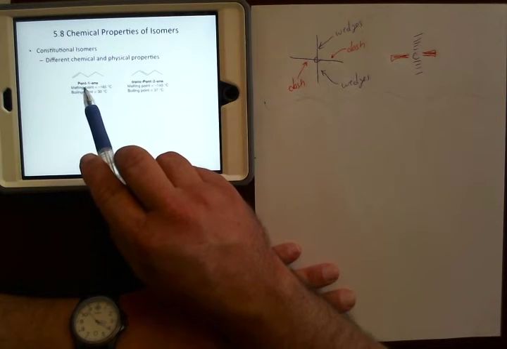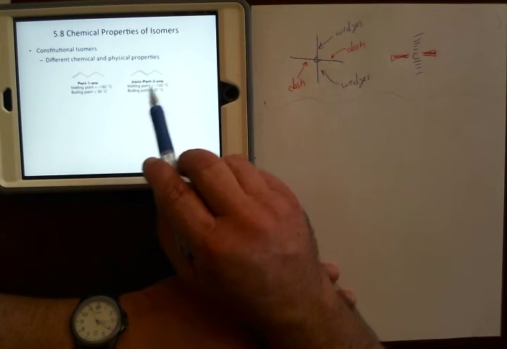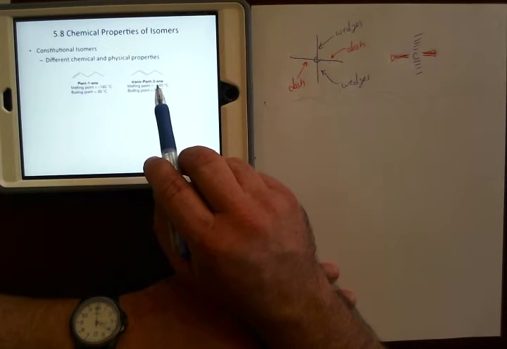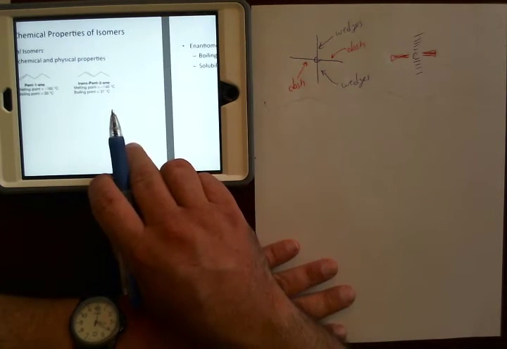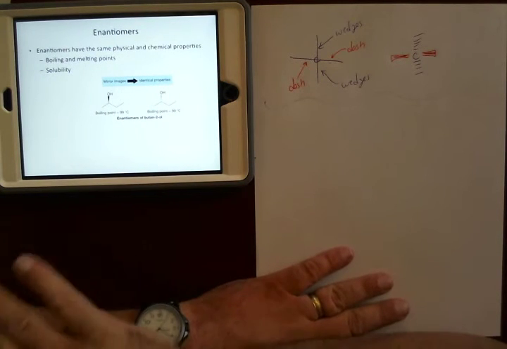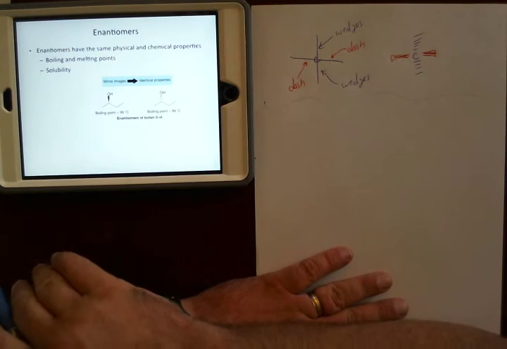So 1-pentene has a melting point of -165, and for 2-pentene, the melting point is -140, okay? So the melting and boiling points are going to be different. They're going to be similar, but they're going to be different. Okay, and it turns out that enantiomers have, in fact, the same chemical and physical properties.